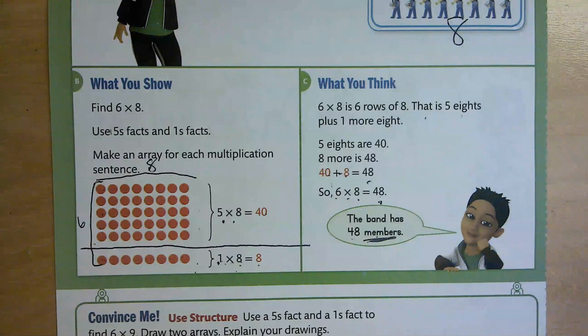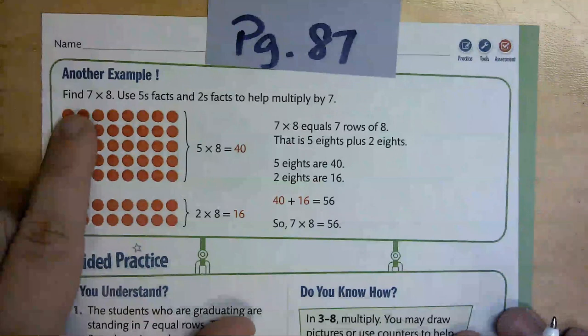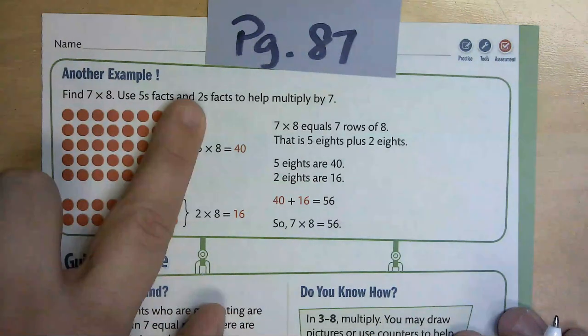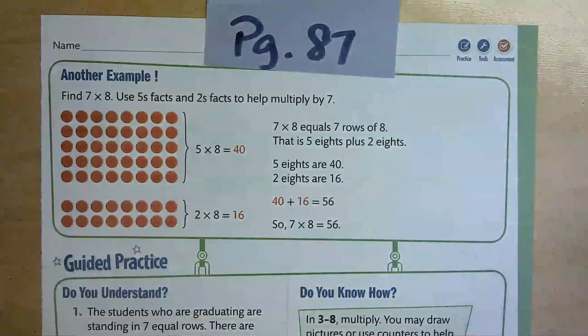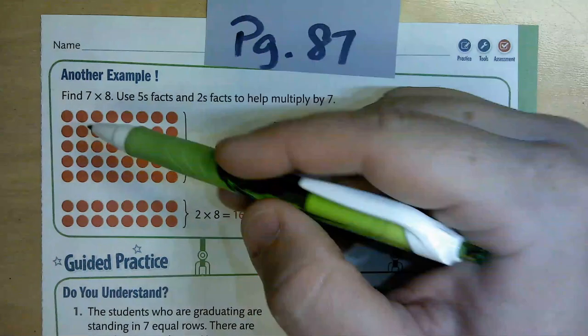Well, let's go ahead and turn to page 87 to see another example of what this looks like. All right, so here we are on page 87, and we've got another example. This time, it's not a word problem. It's just saying find 7 times 8. Use 5 facts and 2's facts to help multiply by 7. All right. So again, multiplying by 5, skip counting by 5s, is usually a little bit easier, and same with our 2's.